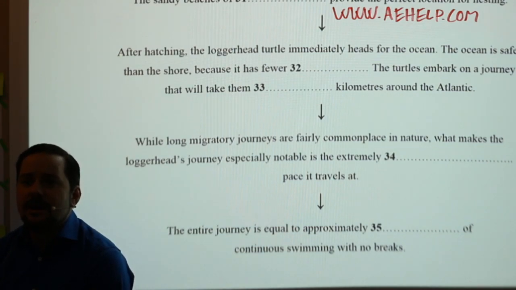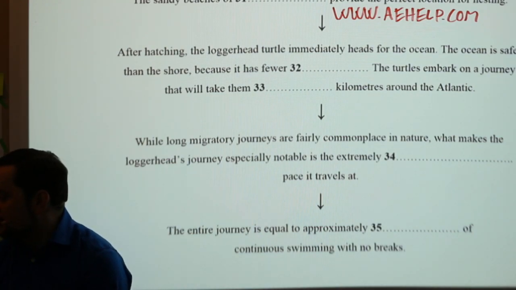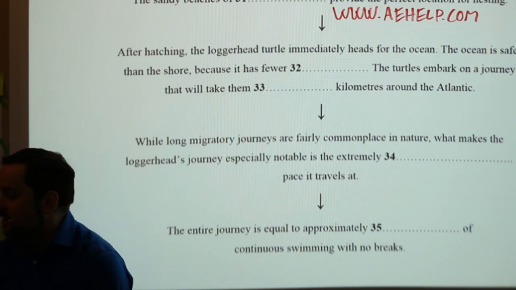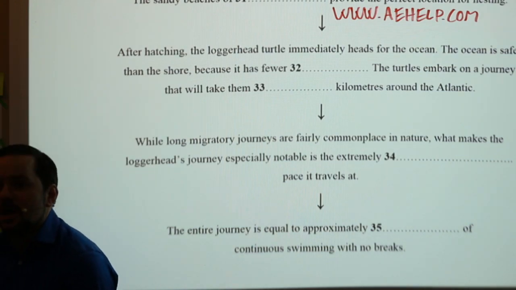Yeah, it's probably a number. Khan says thousands of. Yeah, thousands of makes sense. Why? Because going around the Atlantic Ocean is thousands of kilometers. So most likely the answer is going to be something like thousands of.